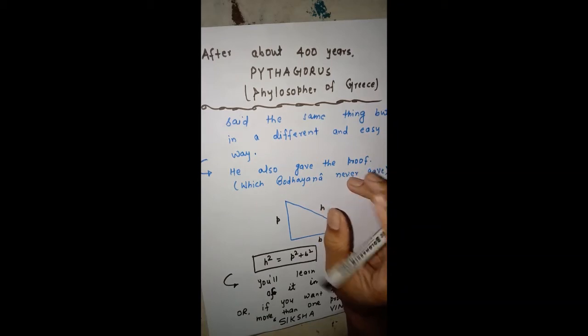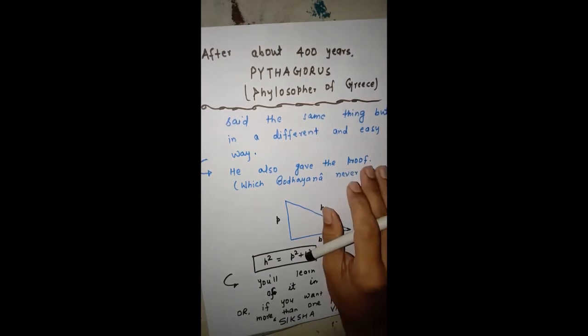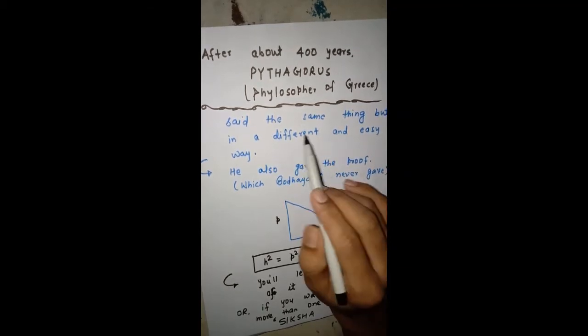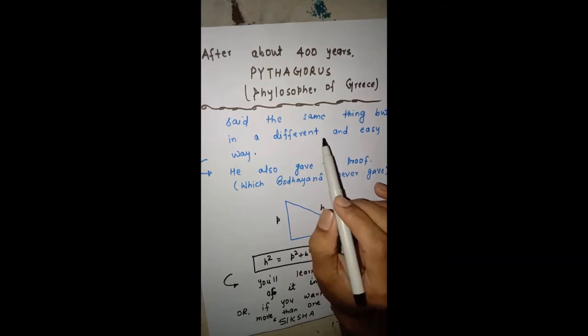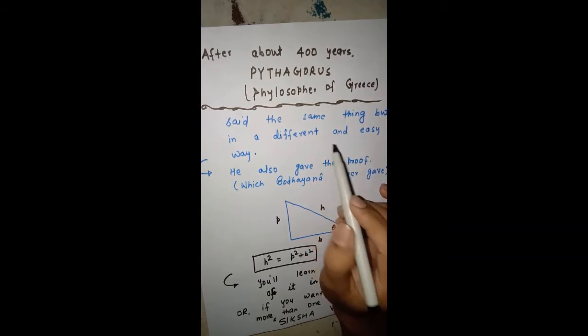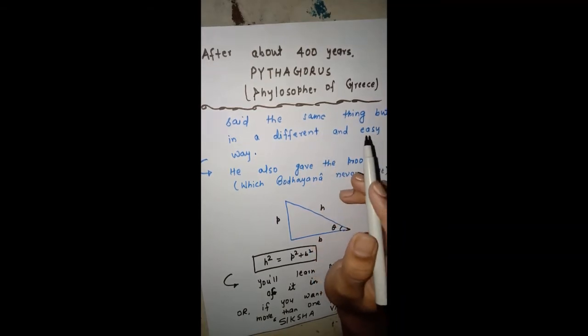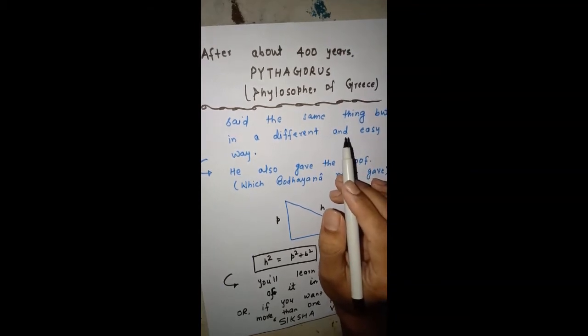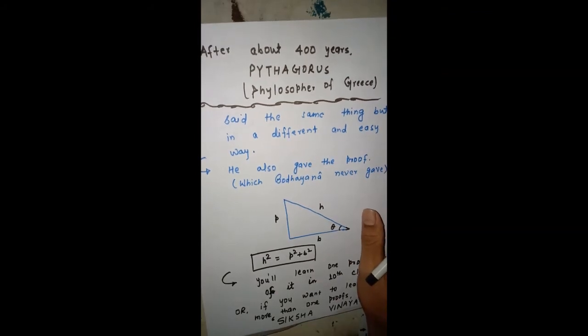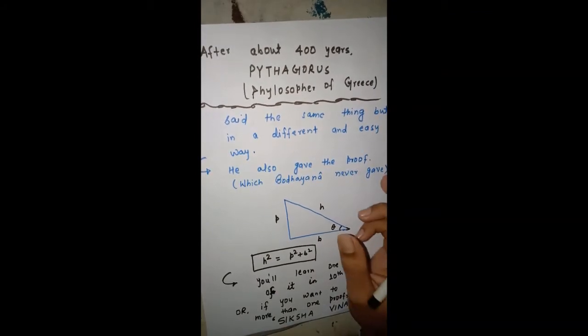after Thales. Now, he said the same thing as Sulva Sutra said, but in a different way. You can understand, and you have learned about it in your previous classes. But they also gave the proof of it. This is the important thing.